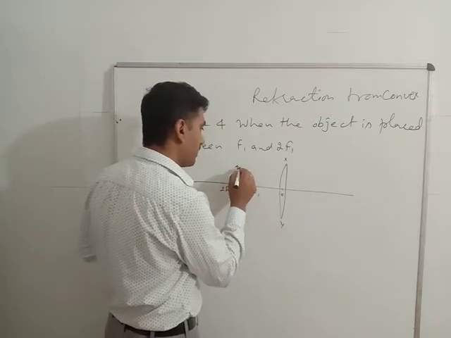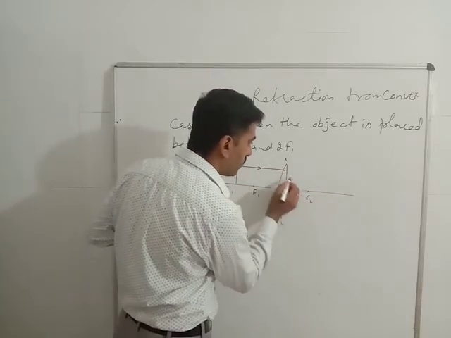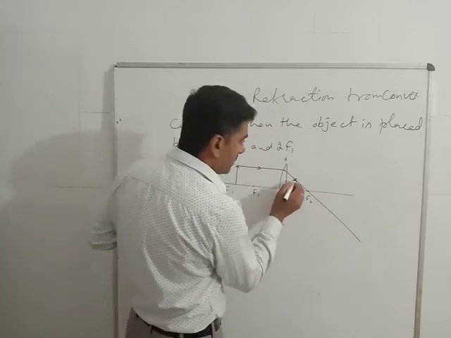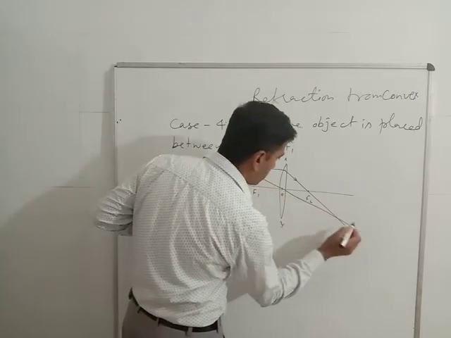You will place the object here. The ray of light will first go parallel and will always pass through F2. And the second ray of light will pass through the optical center. Let it meet where it is meeting.